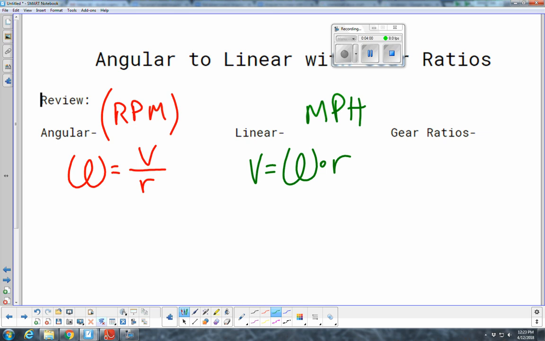So, gear ratios. Let's talk about some gear ratios. Let's say I have something at a 2-to-1 gear ratio. Let's say the engine's spinning at a certain angular speed, and it goes into a ratio that's 2-to-1, okay? That means for every 2 times the engine spins, the output is 1. So if I have something spinning at 1,000 RPMs, what's going to be the output?